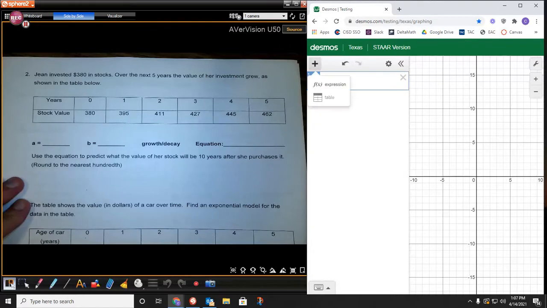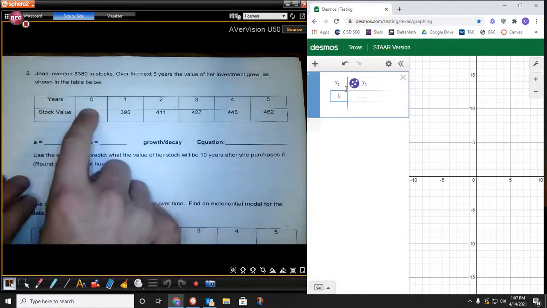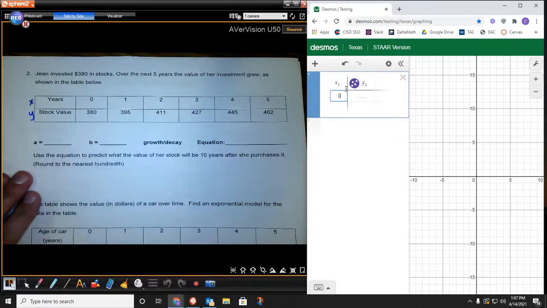And we're going to add a table. And in here, I'm going to do 0. I'm going to follow along. This will be my x values. These will be my y values. So that'll be 0, 1, 2, 3, 4, and 5.